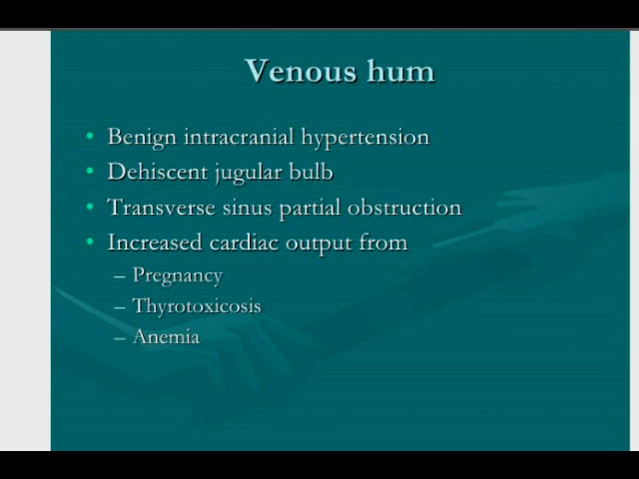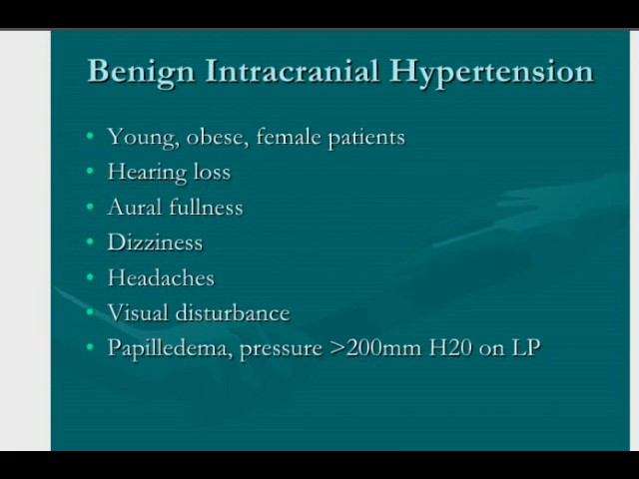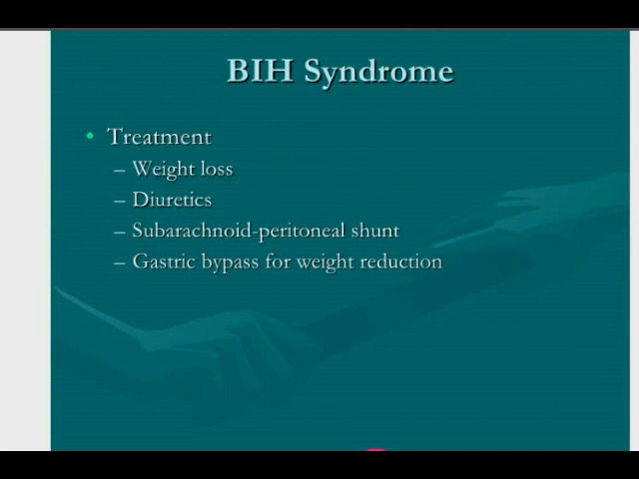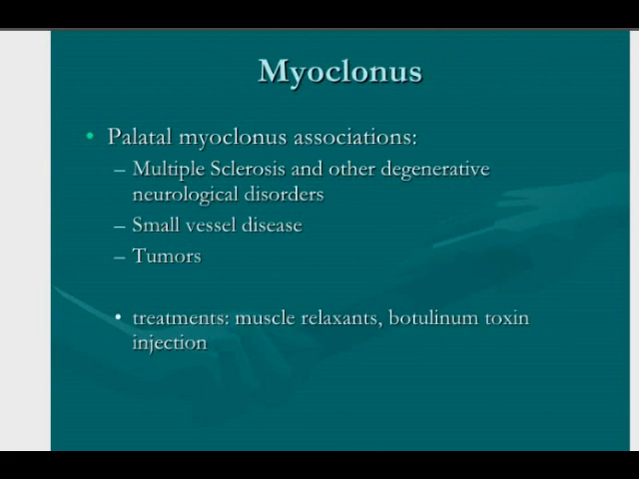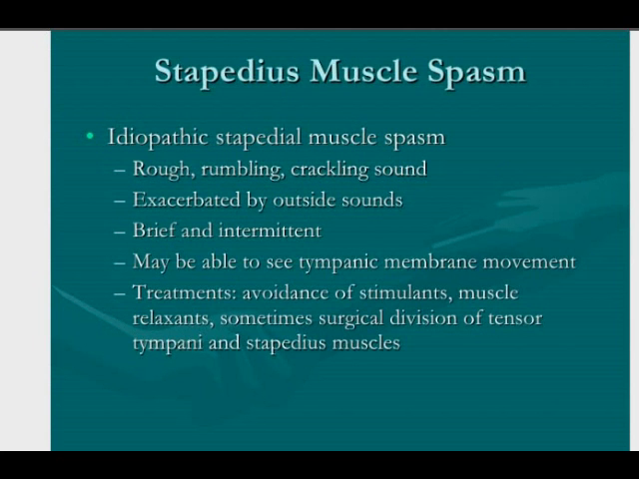Venous hum in intracranial hypertension, dehiscent jugular bulb, transverse sinus partial obstruction, increased cardiac output in pregnancy, thyrotoxicosis, and anemia. Intracranial hypertension symptoms: dizziness, headache, visual disturbance, aural fullness, hearing loss. Muscular causes: palatal myoclonus. You hear a click sound, tick, tick, tick, rapid, intermittent, from contraction of the tensor palati and levator palatini muscles. May be associated with multiple sclerosis, neurological disorders, small vessel disease, and tumors. Treatment: muscle relaxant, botulinum toxin injection.